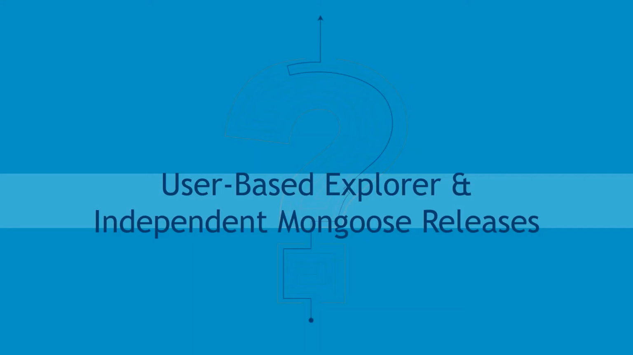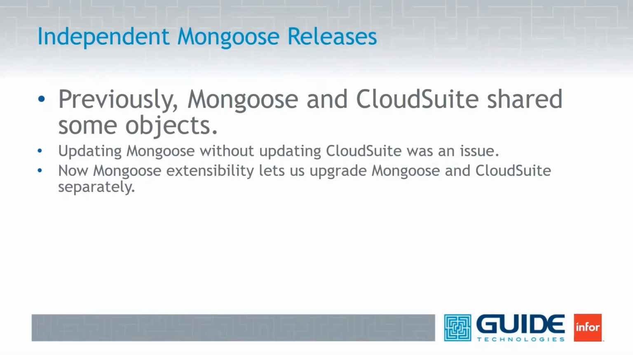Okay, another piece of the technology that is enhanced with CSI version 10. We now have user-based Explorer and independent Mongoose releases. Well, what does that mean? Well, previously to 10, you could sometimes get in a catch-22. Maybe you saw an enhancement or a feature that you wanted or needed in CSI, but you couldn't go there yet because it was tied to a Mongoose release. And that Mongoose release maybe was tied to some customization you'd done.